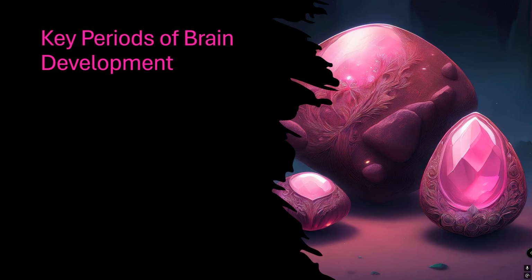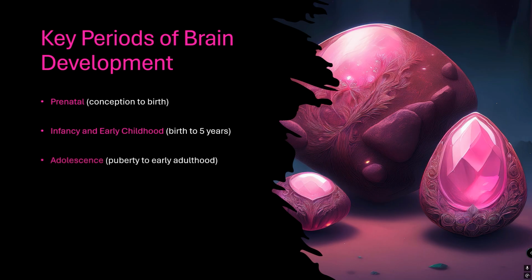So what are some of the key periods of brain development? Well, there's the prenatal period, which is from conception to birth. Infancy and early childhood, which is birth to 5 years. Adolescence, between puberty and early adulthood. So the brain isn't fully developed at birth. It undergoes significant growth and reorganization during childhood and adolescence.